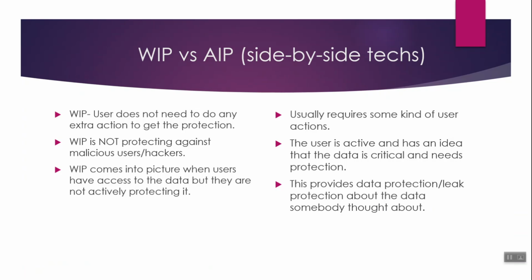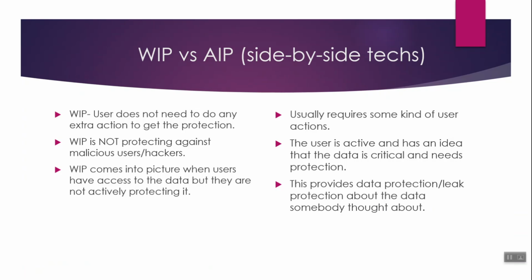If we want to stop the users from forwarding the email outside the organization, that is, if we want to restrict the users from leaking the data knowingly, in that case, we will have to make use of AIP. That is Azure Information Protection. So in a way, what I'm getting at is WIP and AIP are both side-by-side technologies which actually complement each other.